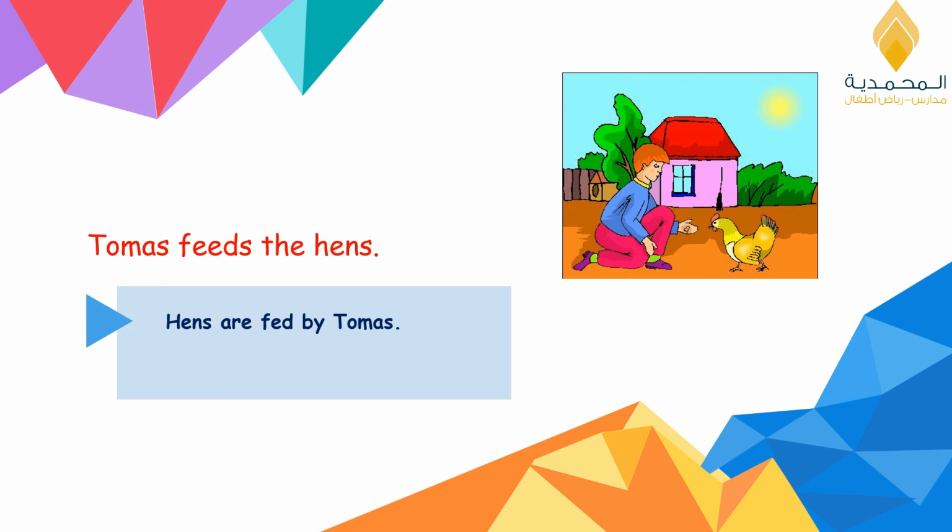Another example, Thomas feeds the hens. Let's follow the same steps. First of all, delete the subject, then bring the object to the beginning of the sentence, add am, is, or are, change the verb into the past participle, add by plus the subject. So excellent. The sentence is hens are fed by Thomas.